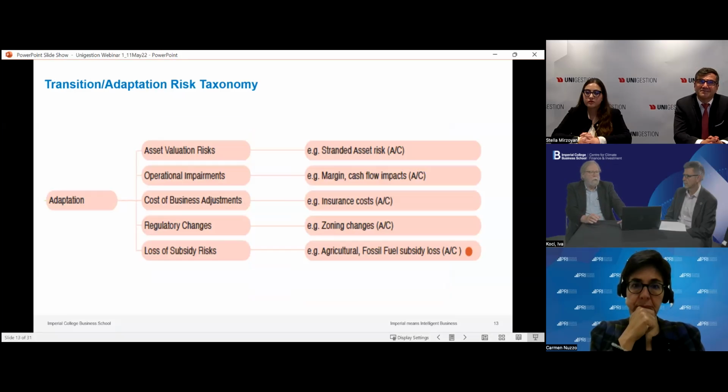The next category is adaptation risk. I actually had a hard time convincing people that adaptation risk was a transition risk, but like mitigation, we're starting out at point A, which is where we are now.